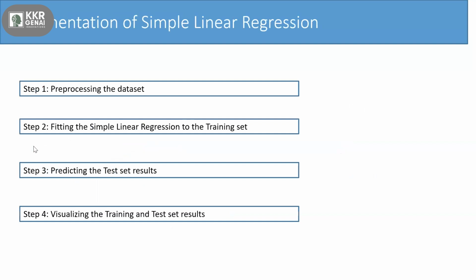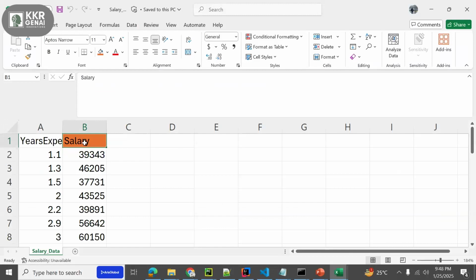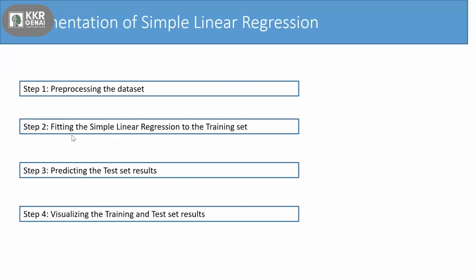Next, implementing linear regression programmatically. First step, we need to collect the data set. The next step is pre-processing the data sets. As we received the data sets from the management, there are two columns, A and B. So we have the data sets. Step one is pre-processing the data set.